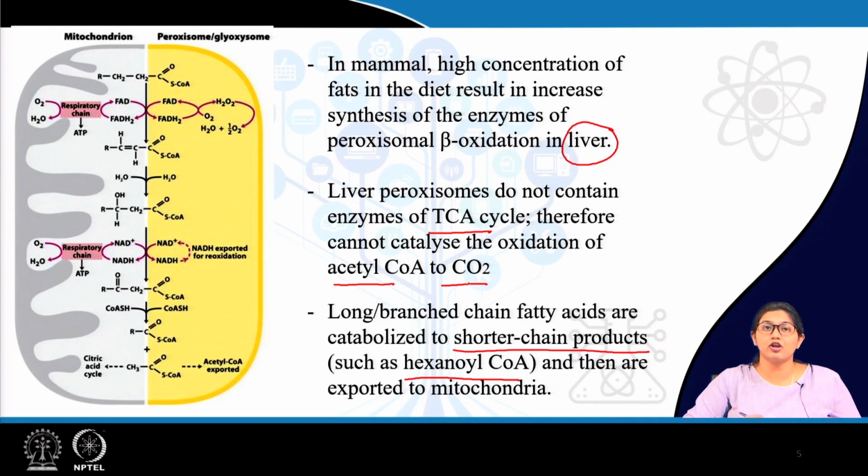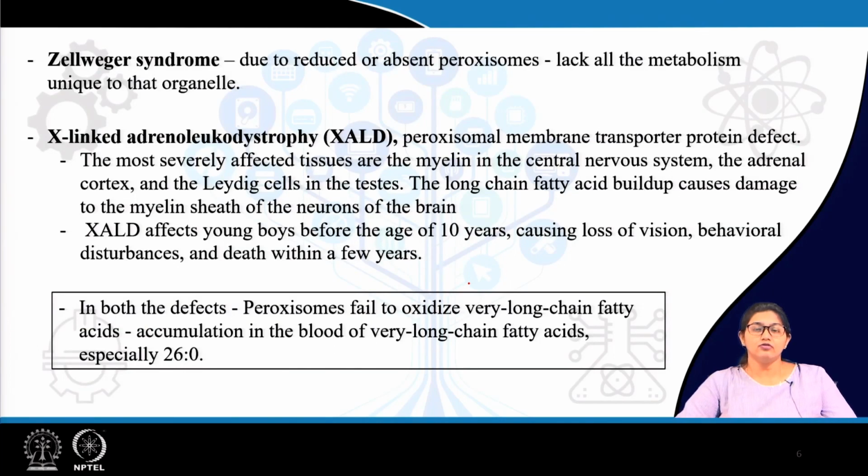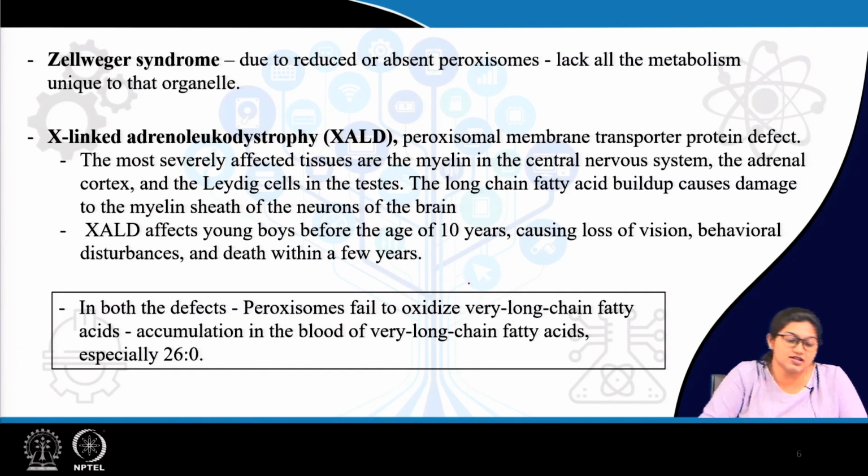So, this is peroxisomal oxidation. Peroxisomal oxidation takes help of mitochondrial beta oxidation as well for the complete oxidation of the long chain or branched chain fatty acids. Now, we are going to discuss a few disorders related to peroxisomal oxidation. One such disorder is Zellweger syndrome.